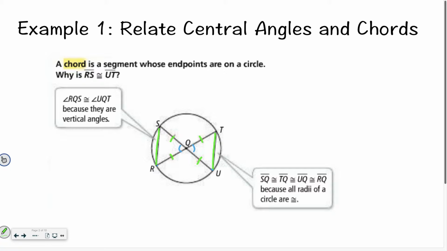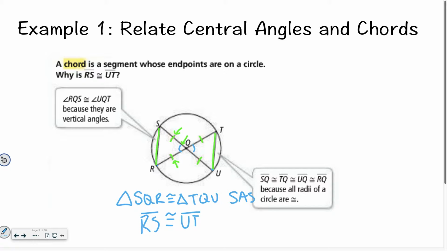Then, moving on, it tells us on the picture that all of those are congruent because they are all radii of the circle, and all radii are congruent. So if I look at this picture, I now have two triangles with a side angle side situation happening. So I can say triangle SQR is congruent to triangle TQU, because of side angle side. And if those are congruent, any part of them is also congruent. So I can say segment RS is congruent to segment UT because of CPCTC.